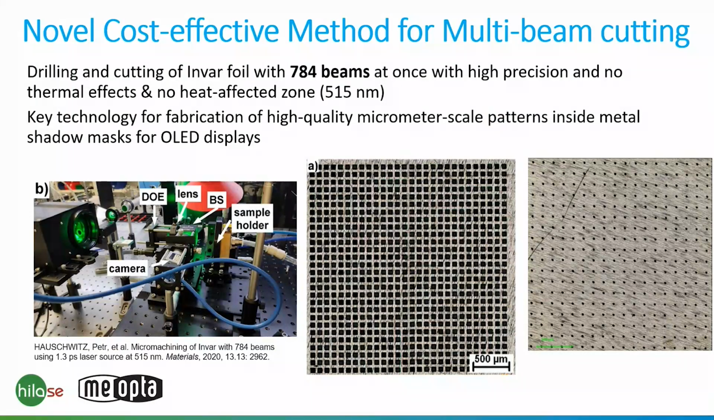In this case, we were working with company Meopta, and the goal was to make an efficient process for drilling and cutting of invar, which could be used as a mask during production of OLED displays. And we demonstrated that we can cut and drill invar with 784 beams at once with a green laser. So again, a quite significant improvement.